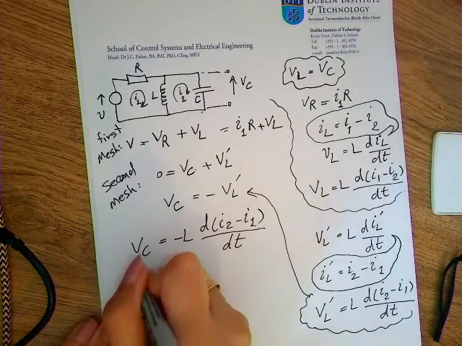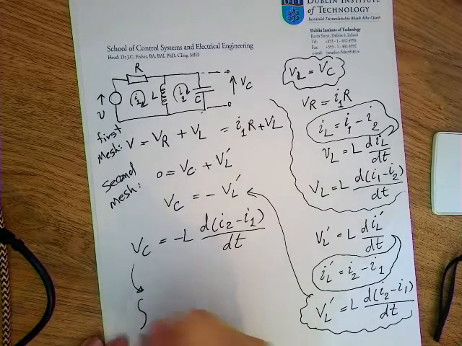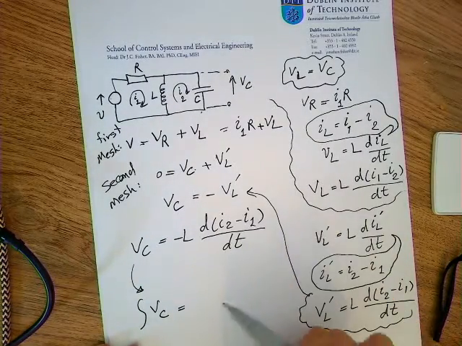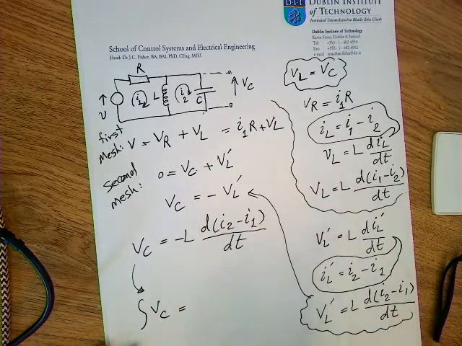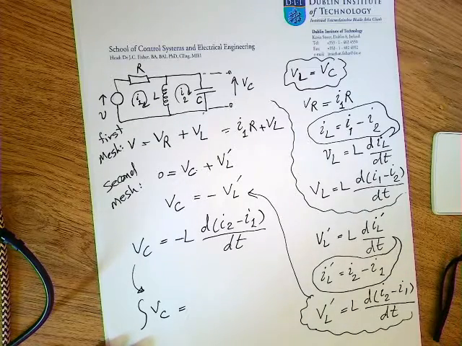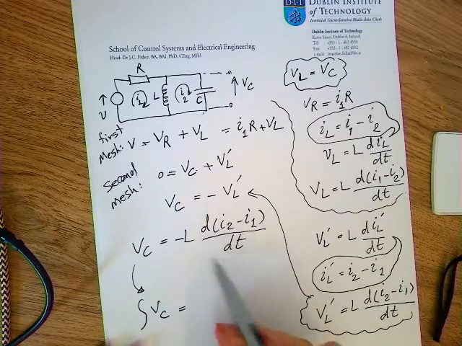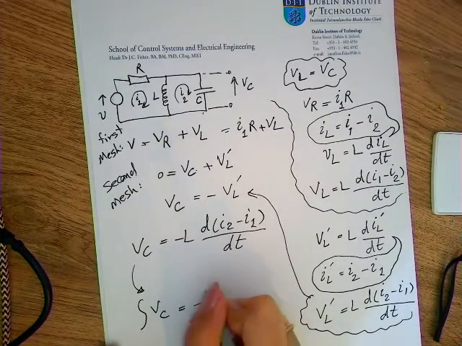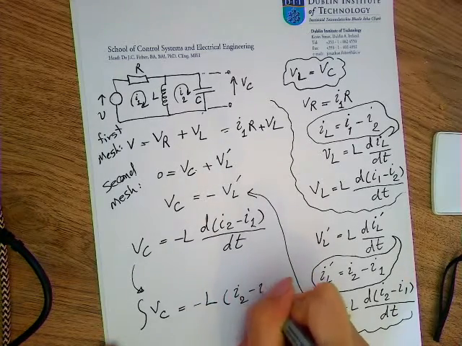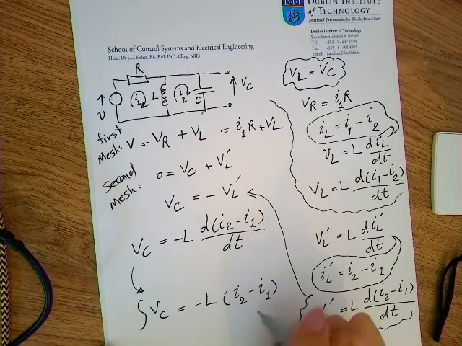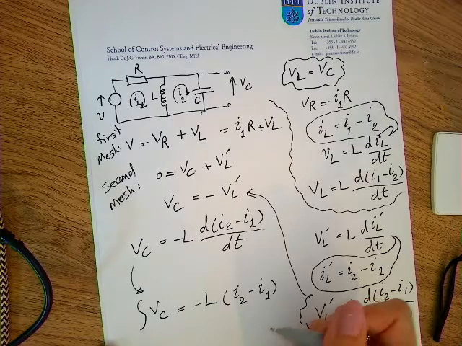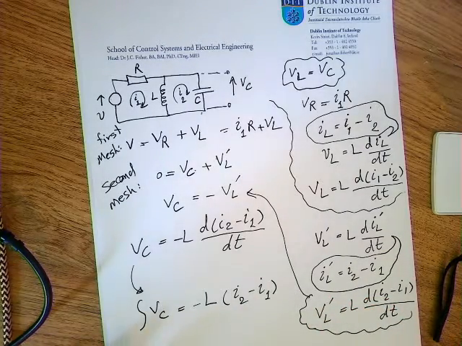Now let's see what happens if we apply integration to both sides, and then we will have integration of VC equal to, kind of stick to one of those forms. Let's stick to the positive one because it's a little bit sorted. Now, if we want to apply integration for the right side, so the integration has effect, and then we will have I2 minus I1, and the constant L is here. Now, we can use this for substituting into the equations.